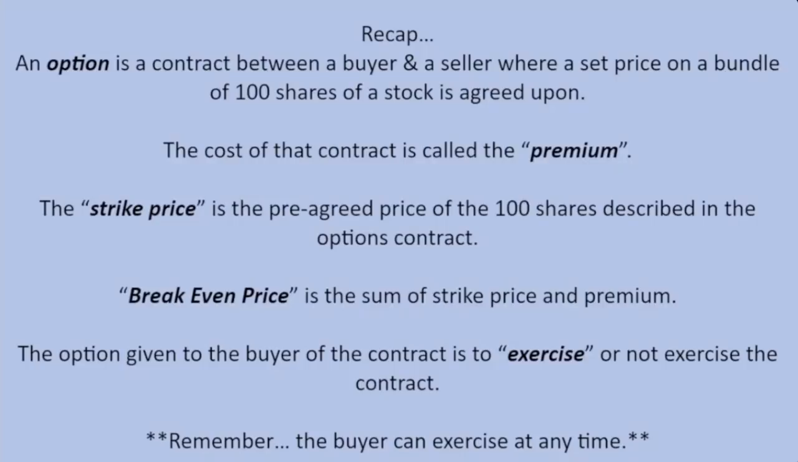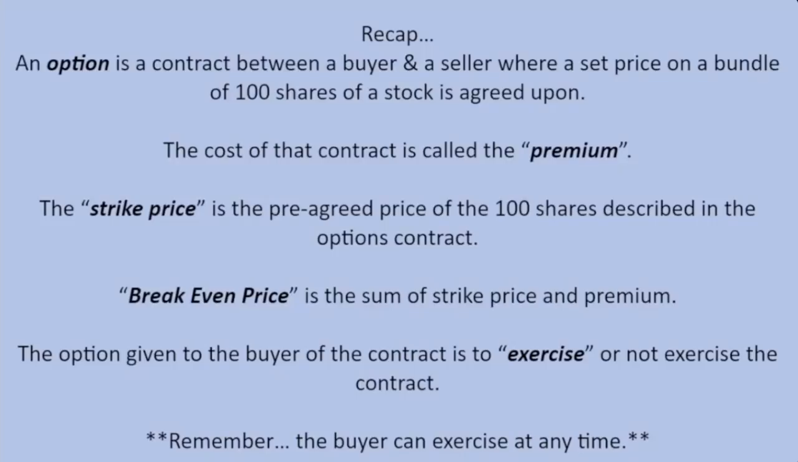Okay. The option given to the buyer of a contract is to exercise or not exercise the contract. That's the part of the contract that they call it an option, because you have options as the buyer. You can either take the shares later on, or you can just say, no, I don't like the contract anymore, and just walk away from it.